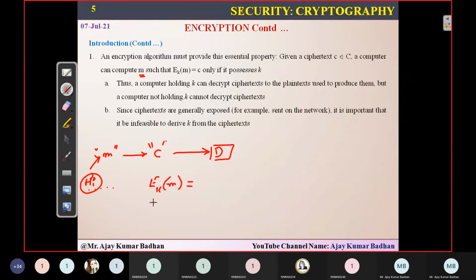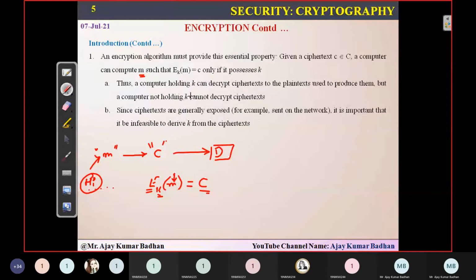So I am going to apply an encryption function. We know what an encryption function is: using one of the keys from a set of keys that we have, I will use that key to encrypt this particular message. This is the actual message, hi. And this message will finally be converted into a ciphertext, and then this ciphertext will be transmitted to the destination.